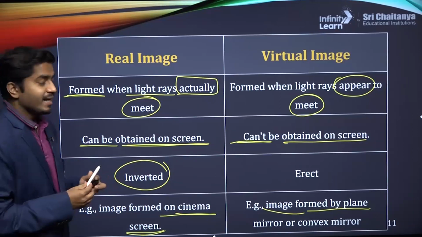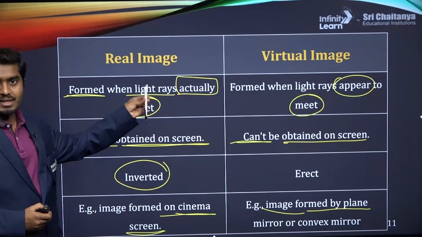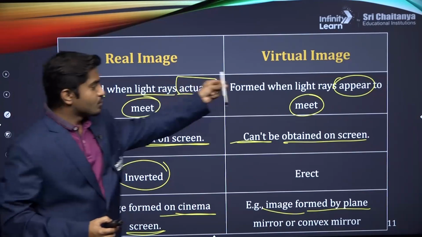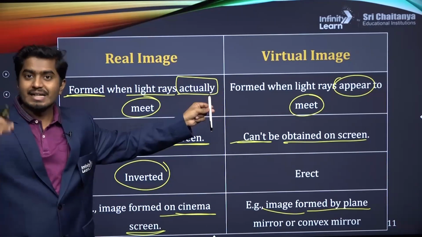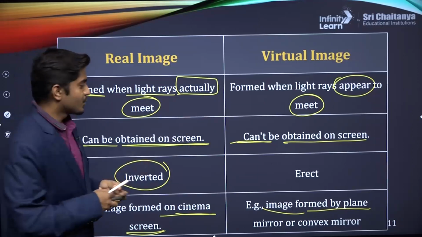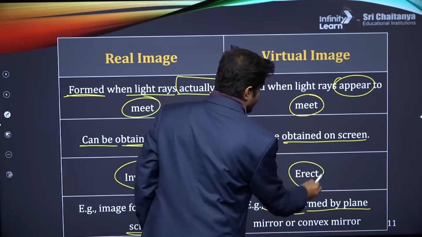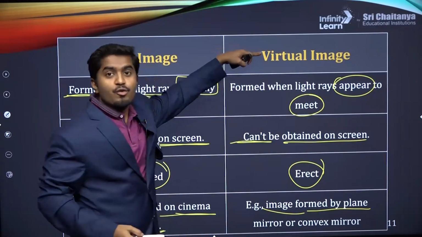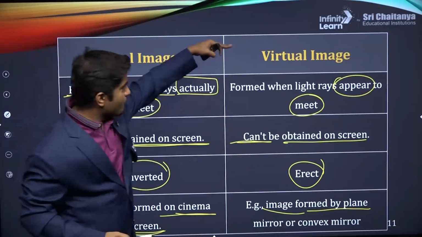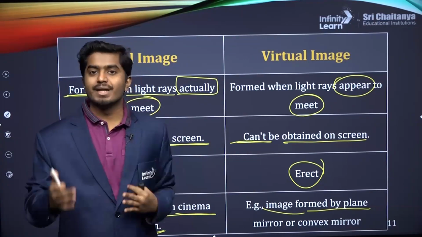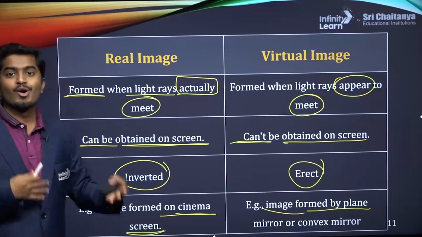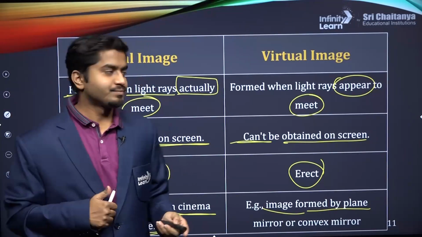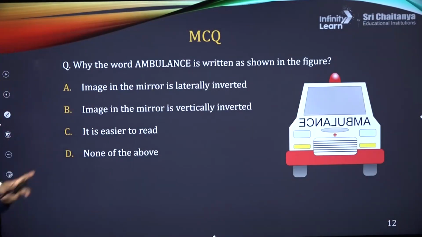And what is erect? It means, let's suppose there is your object and behind the mirror, you see your image. So it is not flipped. Vertically, there is no inversion. So that is called an erect image. So it is always virtual and erect. Virtual and erect always go together. Then real and inverted, these two always go together. Clear?